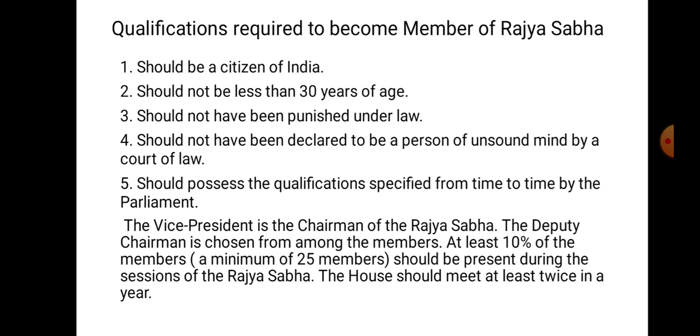The deputy chairman is chosen from among the 250 members, and at least 10% of the members, that is, a minimum of 25 members out of 250, should be present during the session of the Rajya Sabha. That means it is not compulsory for all the 250 members to participate actively in the session. It is left to their choice, but at least 25 members should be there whenever the session takes place. The house should meet at least twice in a year.